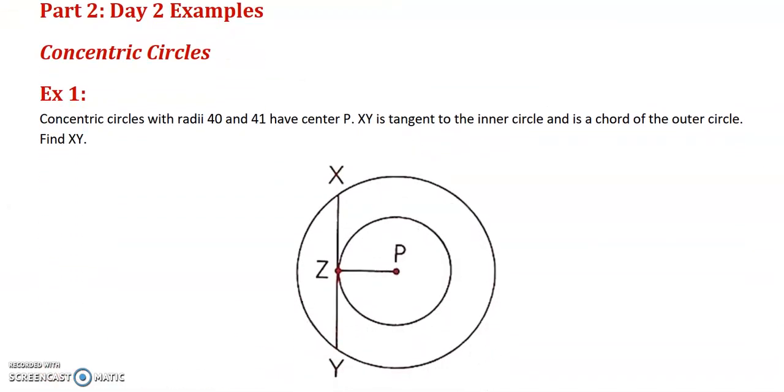So, concentric circles with radii of 40 and 41 have a center P. Chord XY is tangent to the inner circle and is the chord of the outer circle. Find XY. Well, the first thing I would need to do is a drawing if one were not provided. Fortunately, here it is. So I would draw two concentric circles, and then a radius, and then a perpendicular chord. Because if a radius is drawn to a chord at the point of tangency, then we know it is perpendicular.